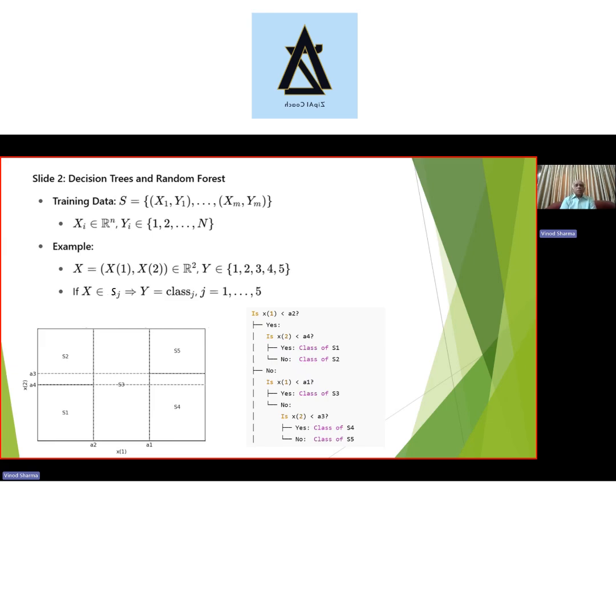Decision tree we will explain by an example. You start with the training data, and from it we form a decision tree. Then classification of any point x, observation x, will be done by the decision tree. And this decision tree is formed as follows. We consider the example where x is in R2 with components x1 and x2, and there are 5 classes. Y labels are 1, 2, 3, 4, 5. The classification is done as in this picture.